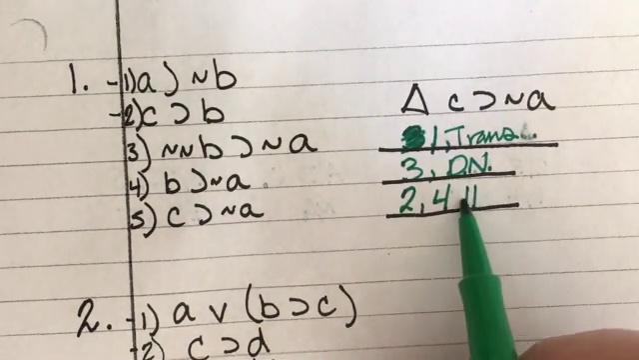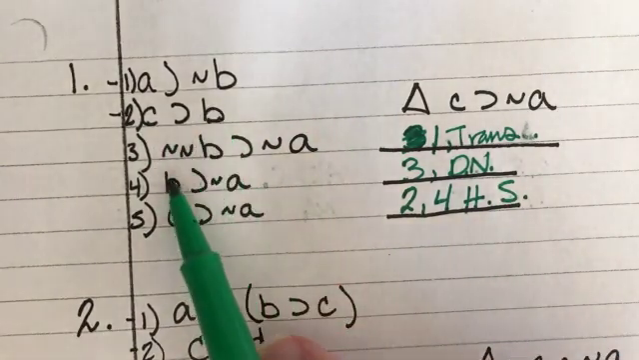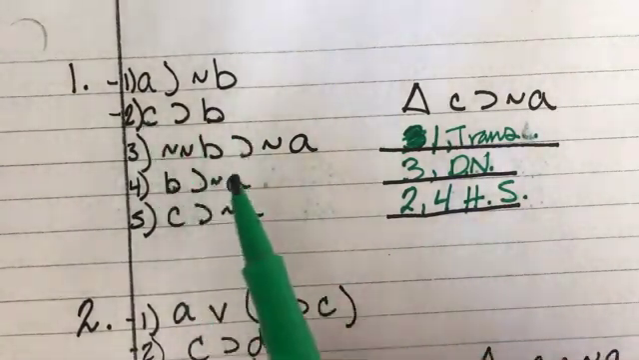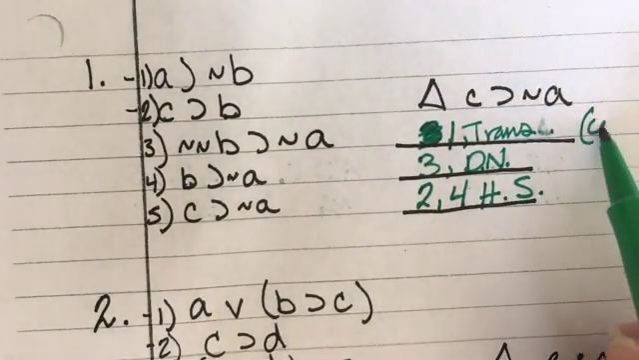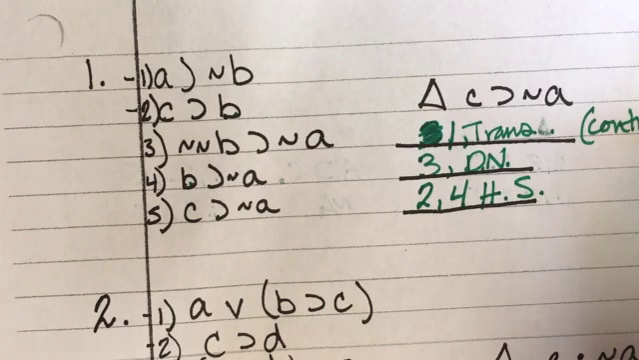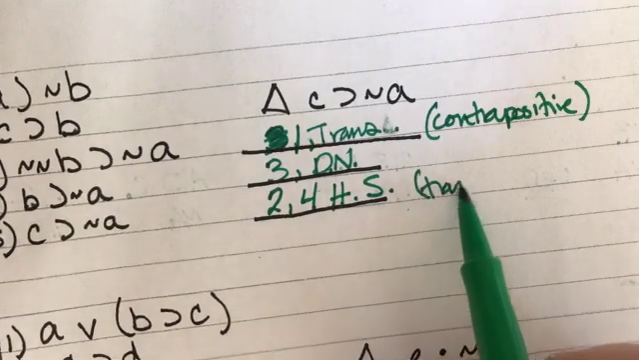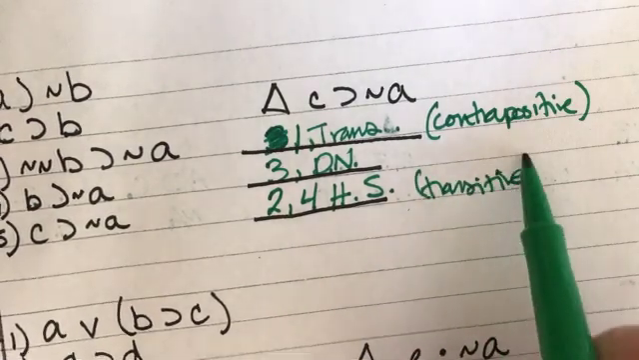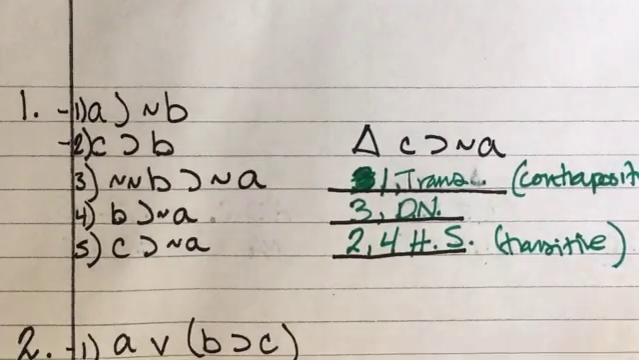2 and 4. Hypothetical syllogism, because if C, then B. If B, then not A. So if C, then not A, which of course hypothetical syllogism, this reminds us, the transposition reminds us of contrapositive, and hypothetical syllogism reminds us of the transitive property in math, okay? So much of this is algebra connected, and that should make your lives easier.